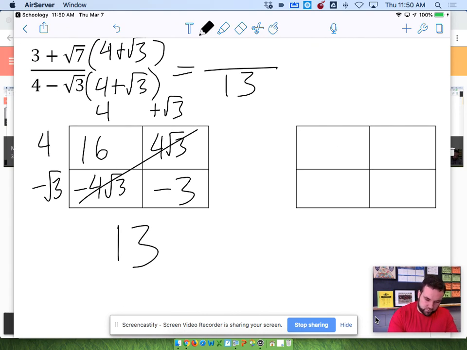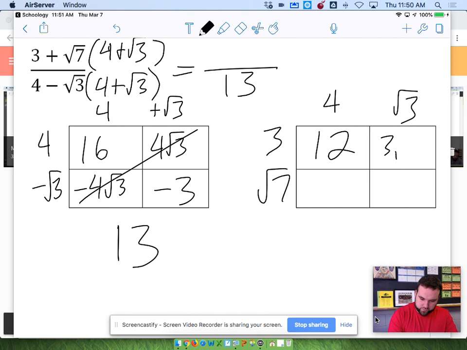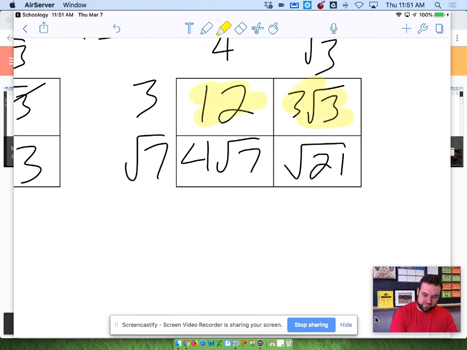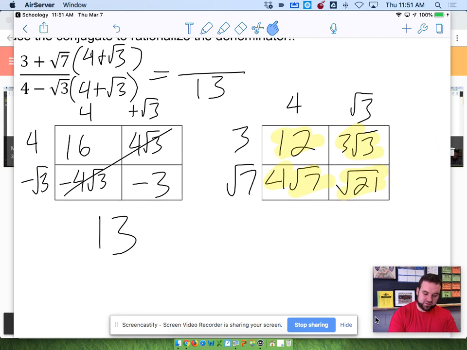And now we do have to do 3 plus root 7 times 4 plus root 3. So we get 12, 3 root 3, 4 root 7, and then root 21. This is a little messy because as you look at this, none of these four actually can combine. And even the square root of 21, I'm only going to break it down if one of the factors is a perfect square. But 4 doesn't go into 21, 9 doesn't go into 21, 16 doesn't. So I'm actually not going to simplify that at all. So this is going to look kind of ugly.